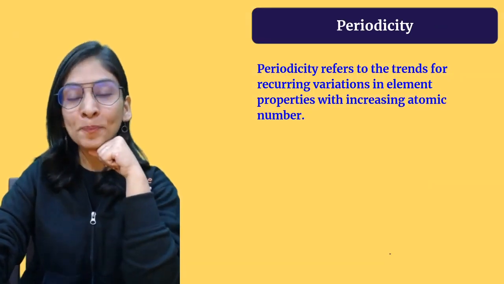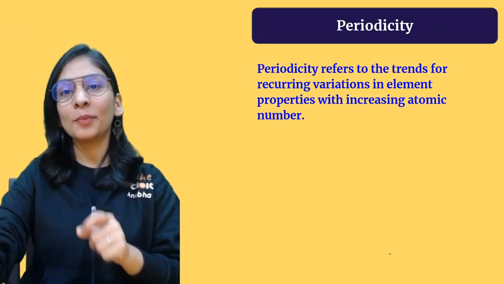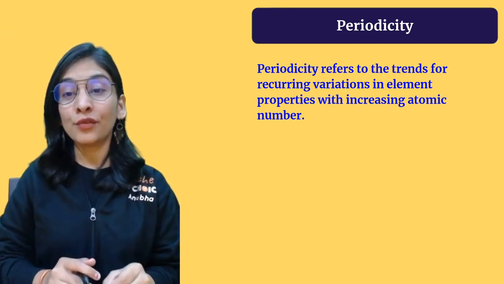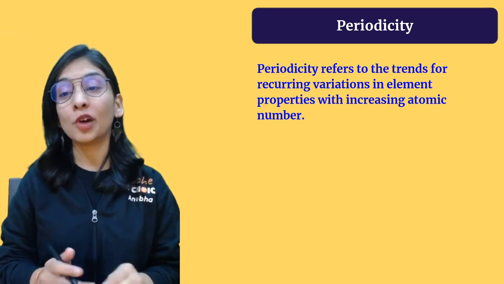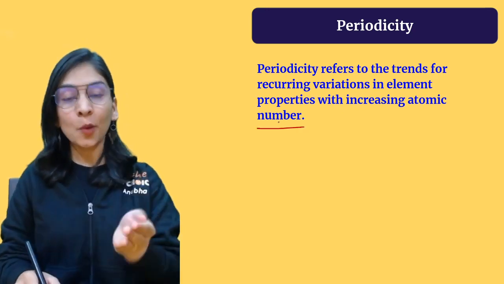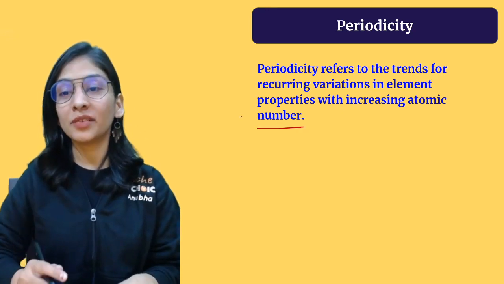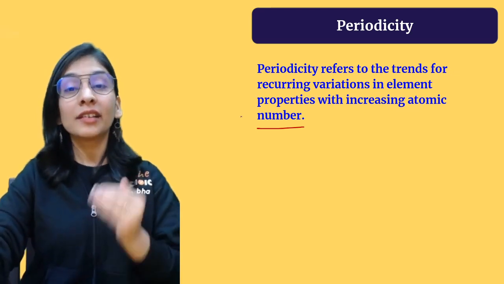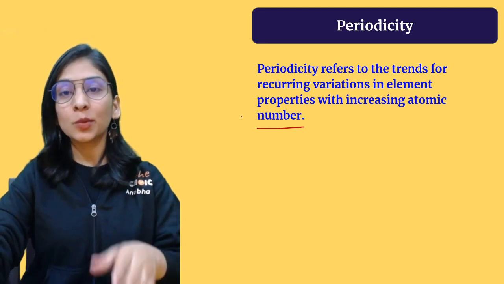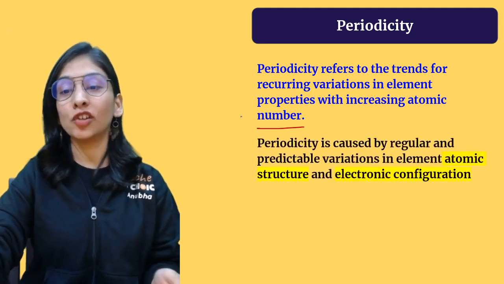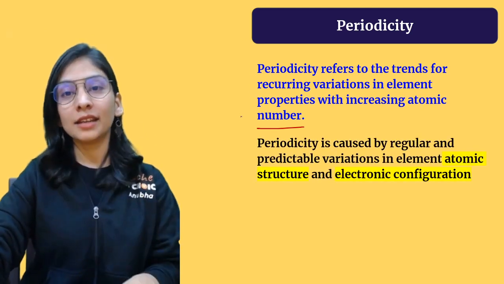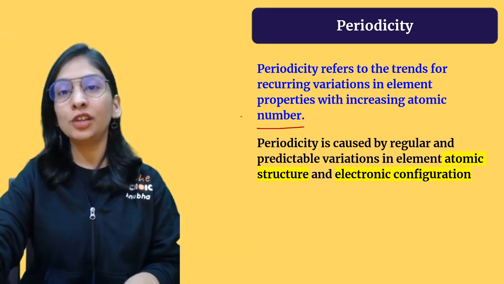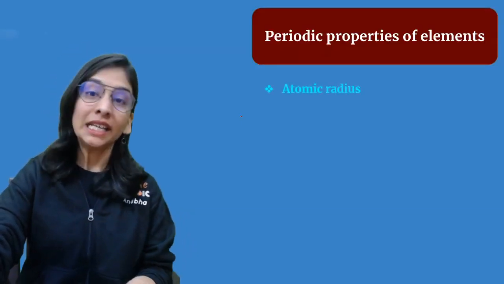All right, everyone. So I hope till now this topic of periodicity is pretty much clear. Periodicity refers to the trends for recurring variations in element properties with increasing atomic number. When we arrange elements in terms of increasing atomic number, what do we see? Periodicity, repetition, reoccurrence in the property. Those elements which come together in a group show periodicity. The main reason is having the same kind of electronic configuration that we observe in each and every group. So that's pretty clear.